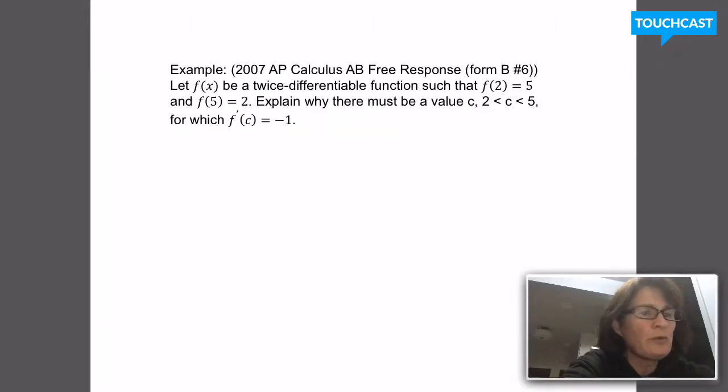So this is the most common way you're going to see the mean value theorem tested on the AP test. We have here some information that's been given about the function f. We know 2 ordered pairs on the f function, and we've been asked to prove the existence of a particular value of the derivative of f.